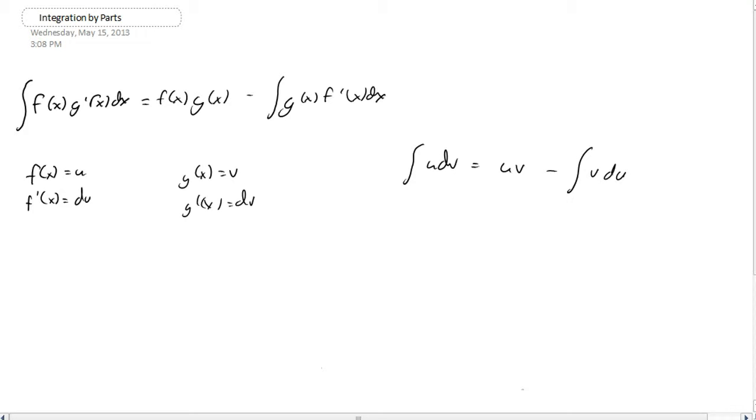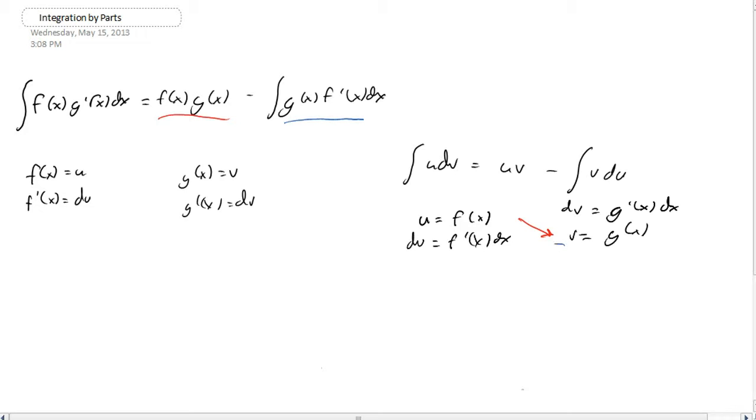The reason we represent them using v and u is so we can make a table that makes integration by parts very simple. And the table looks like this. u is equal to f of x, and the derivative of that is du is equal to f prime of x dx. And then we have dv is equal to g prime of x dx, and then we have v is equal to g of x. And this allows us to represent this first part of the equation to be multiplied by this, and then the second part, or the integration part, to be represented by that, or v times du.